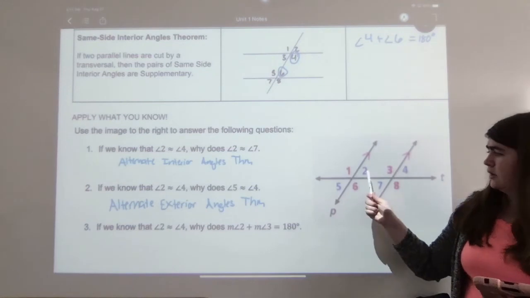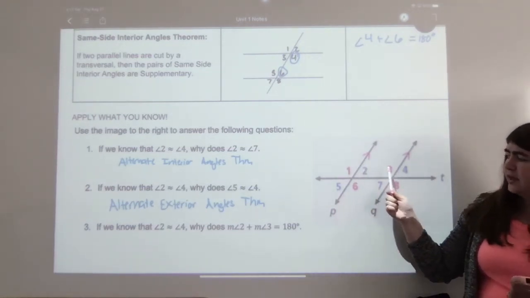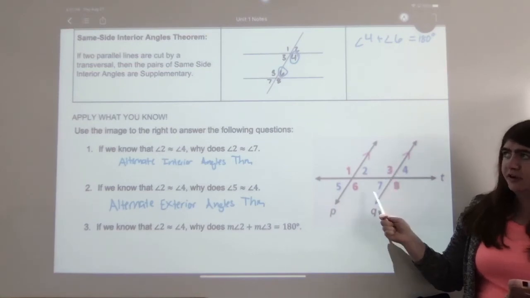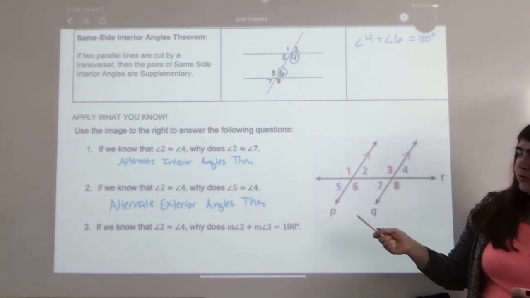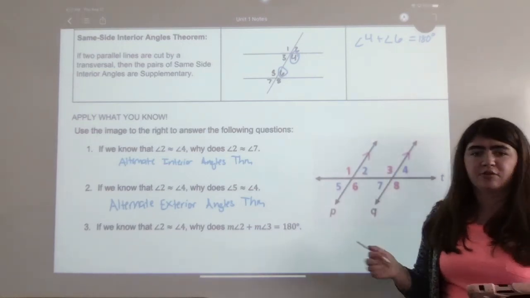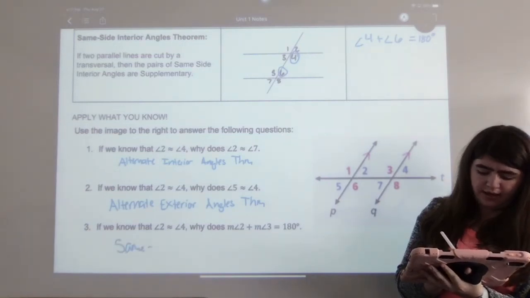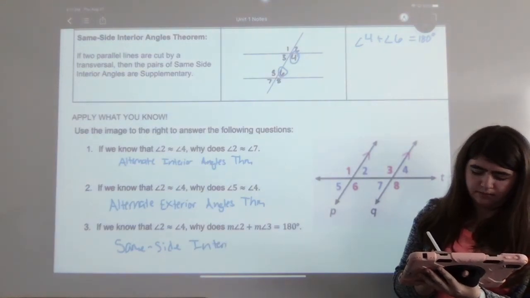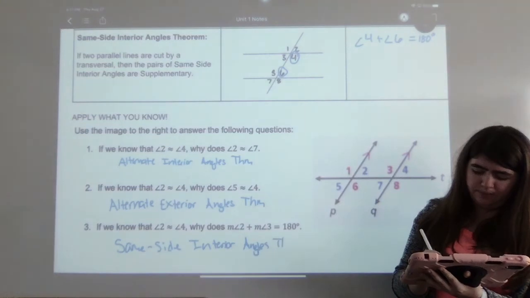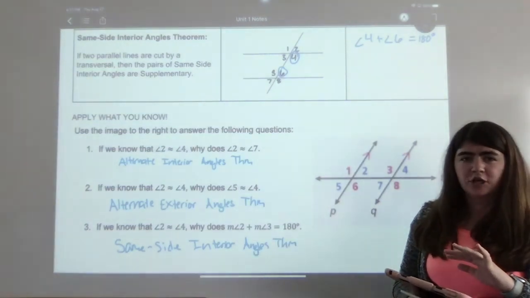All right, number 3. If we know that angle 2 is congruent to angle 4, why does angle 2 plus angle 3 equal 180 degrees? They're saying that these two angles are supplementary. We know that these are two parallel lines cut by a transversal. So the answer is same side interior angles theorem.